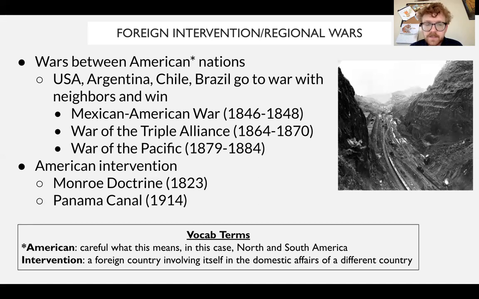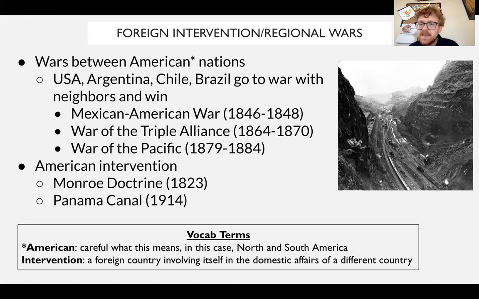And then we see something similar with the War of the Pacific. So basically, Chile and Bolivia go to war. Bolivia wants access to the Pacific Ocean. Chile doesn't want that, and Chile actually is going to win. Chile is going to be a dominant trading power, a dominant mining power for South America.